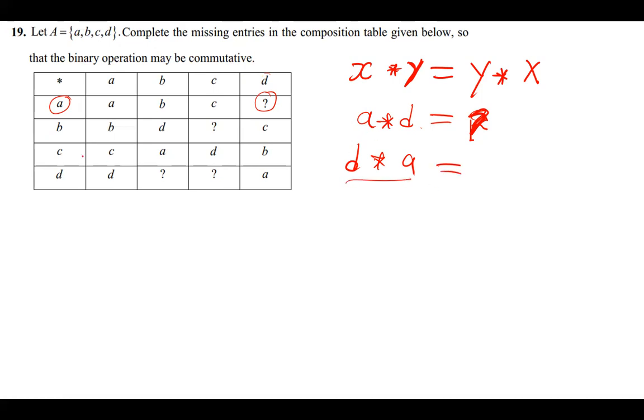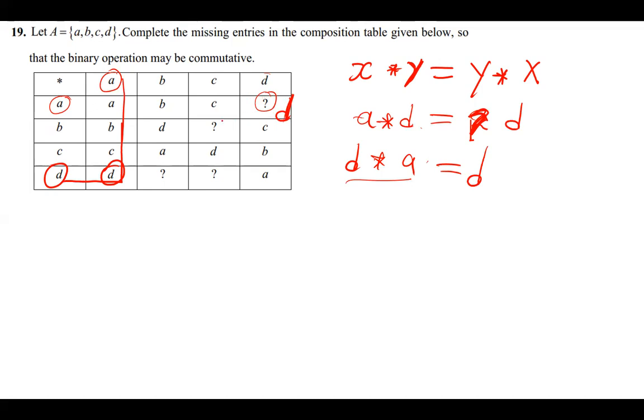So what is D star A? So my D is there, and then my A is there. The meeting point of A and D here is this point here. So my D star A is D. So for this condition to be commutative, I'm supposed to put D there, so that my A star D should be equal to D star A. So my A star D is equal to D star A only when I put D there. So the first empty box there is supposed to be filled in by D.